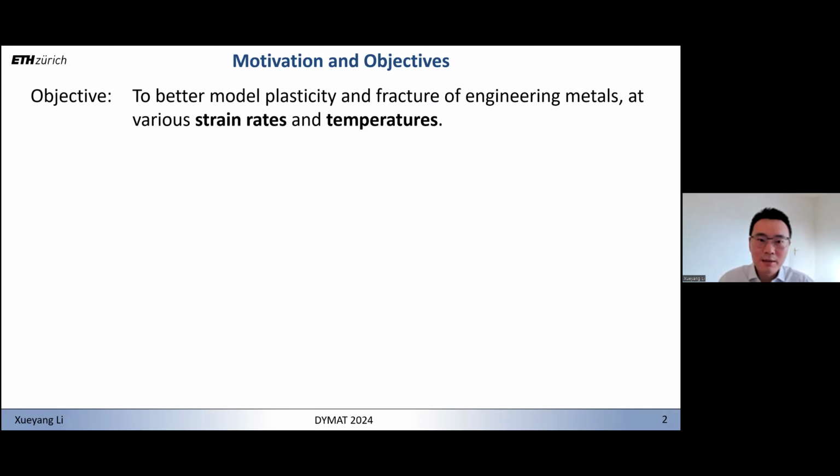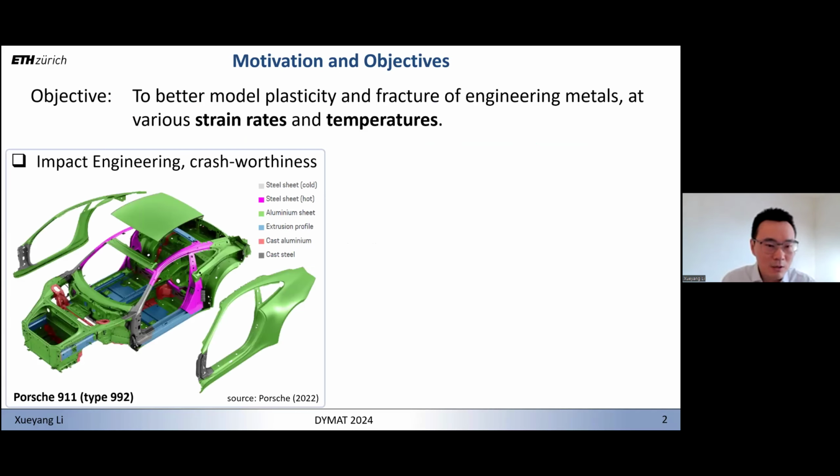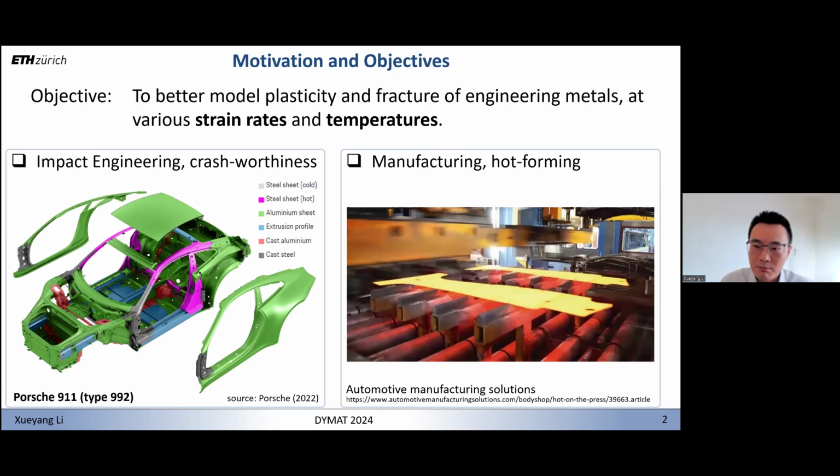Why do we look at the strain rate and temperature effect of engineering metals? Let's take the automotive industry, for instance. On the left-hand side is an overview of a 2022 Porsche 911. The body in white is still mostly steel and aluminum alloys, as you can see. Their rate and temperature dependency are very critical not only in crashworthiness analysis, but also in the manufacturing of the load carrying components.